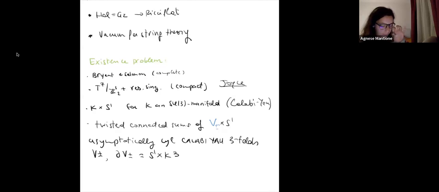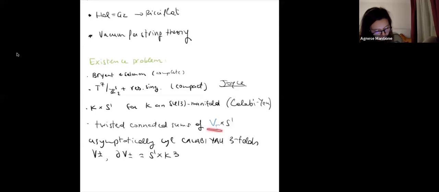Okay, but other examples of manifolds with G2 holonomy have been constructed afterwards. For instance, one can construct infinitely many G2 holonomy manifolds by taking twisted connected sums of products of an SU3 manifold and a circle. What happens is that one can glue these two copies along the boundary, twisting the components.